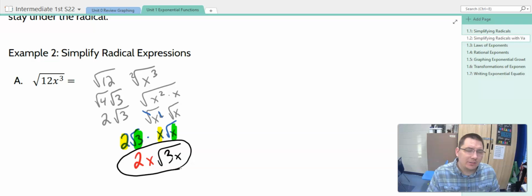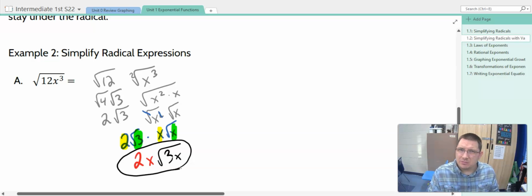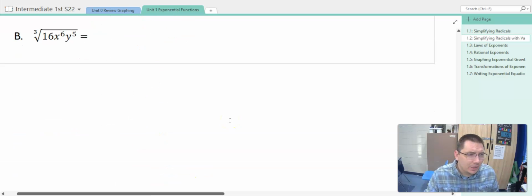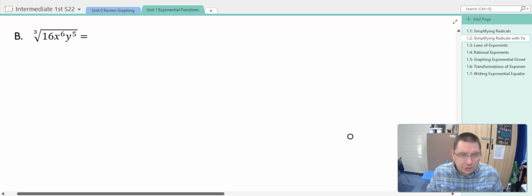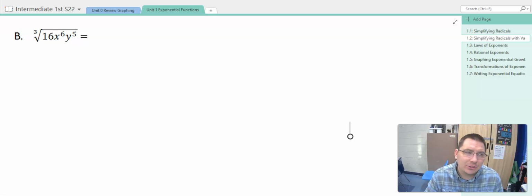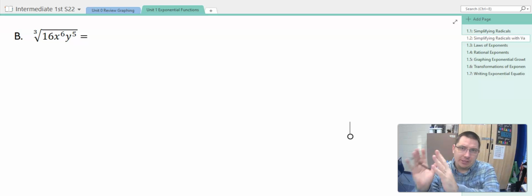We're going to look at a second example here with two variables in it, and also, again, another number that's not going to perfectly simplify. So let's look at that. In example B here, the cube root of 16, x to the 6th, y to the 5th. So again, we want to break it out into each separate piece.